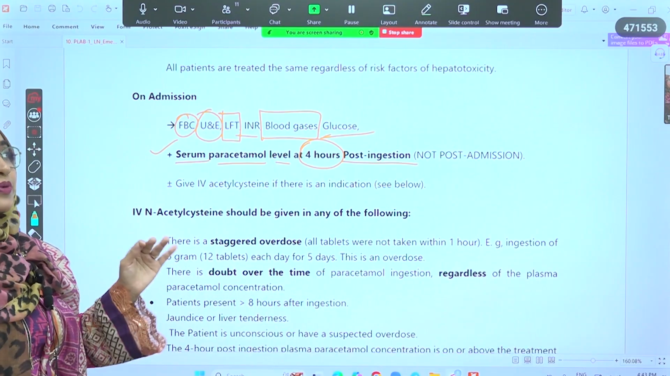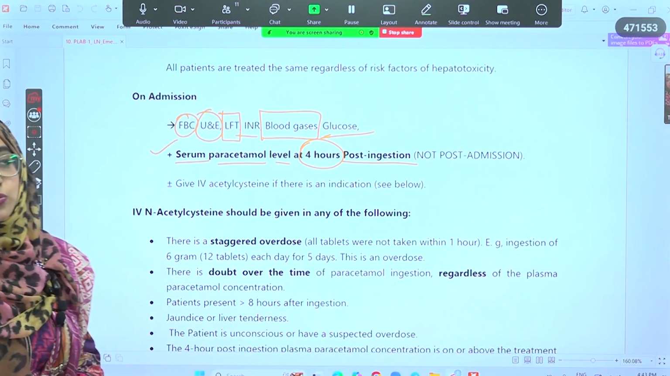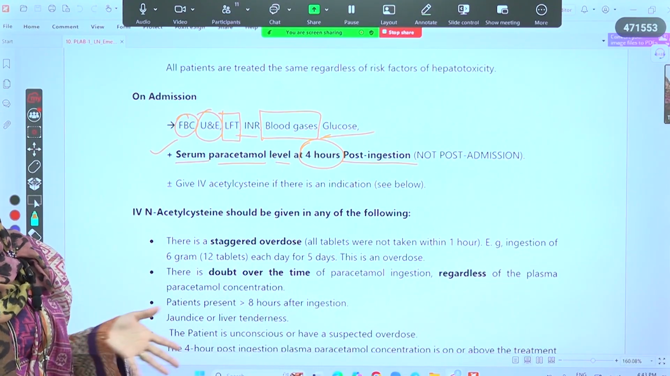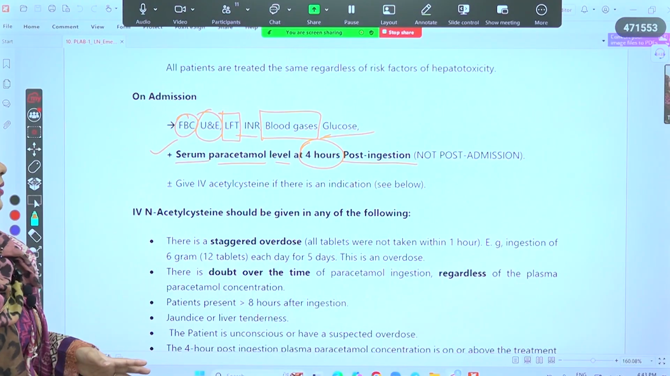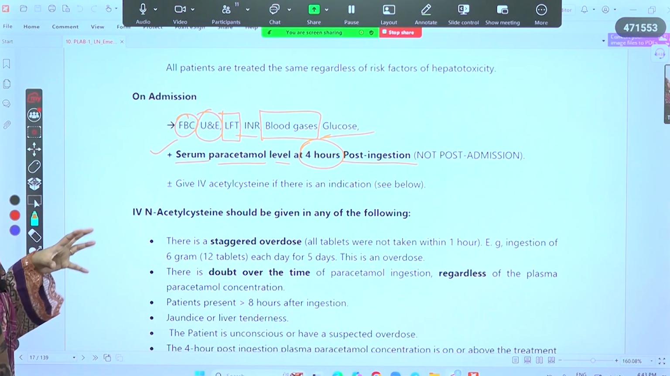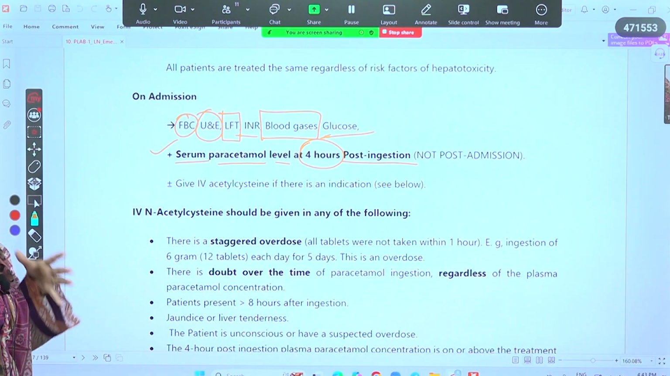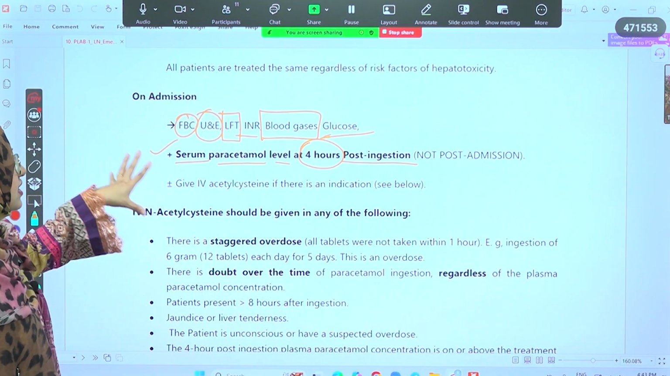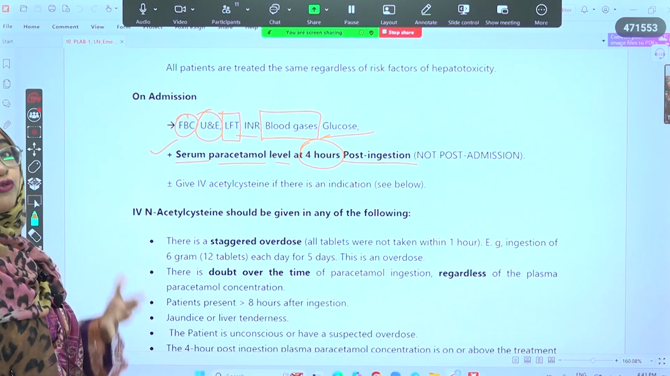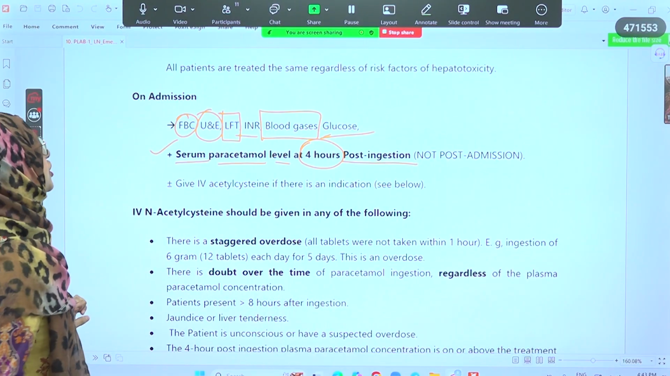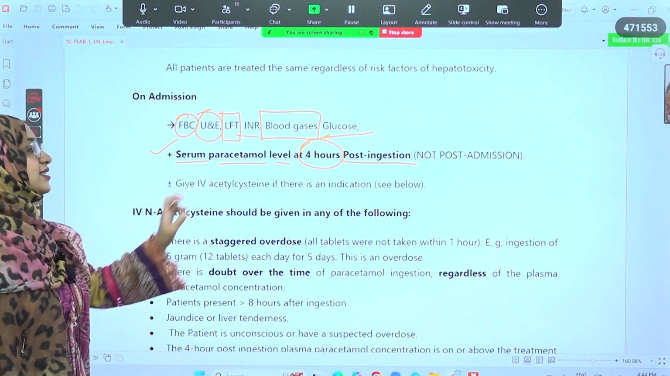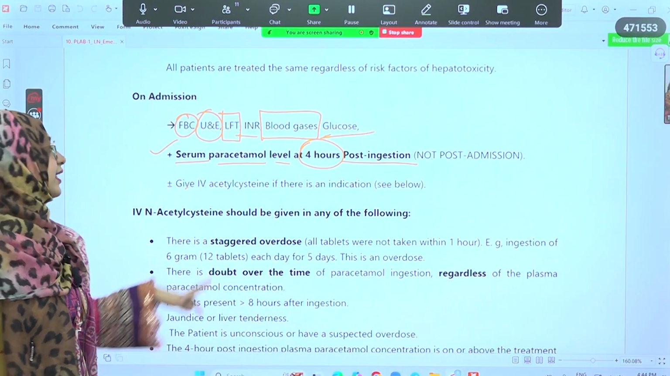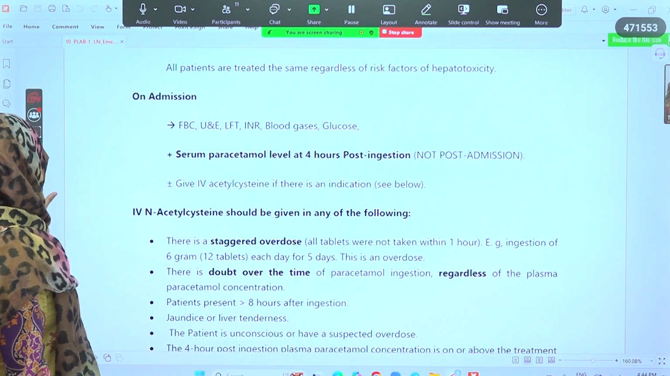Okay? It is not like the patient has come to the hospital at 3 p.m., so 4 hours after is 7 p.m. No, this is not the right method. After the ingestion, the time is always counted from the actual time of injury. And after seeing this level, we will decide whether this patient needs IV acetylcysteine or not. Okay, the antidote of paracetamol poisoning.